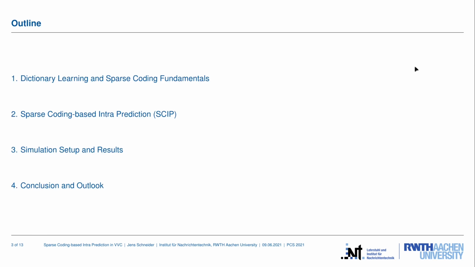Let's have a look at the outline for this talk. First of all, I will go briefly through the dictionary learning and sparse coding fundamentals. Afterwards, I will introduce the novel method sparse coding-based intraprediction, or short SCIP. In the third step, we will take a look at the simulation setup and the simulation results. Finally, I will conclude the talk and give an outlook for further research items.